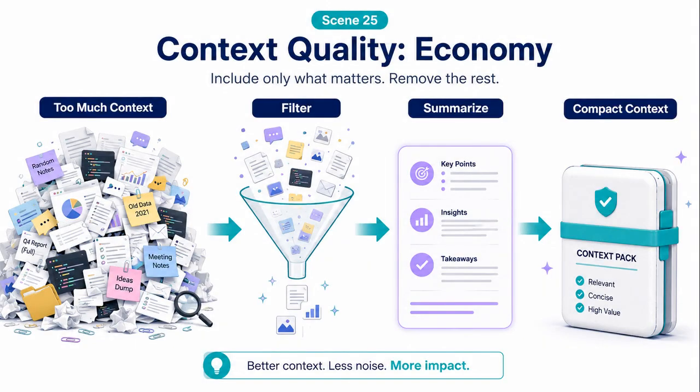Now let's look at context quality, economy. Context economy means using context efficiently. Do not overload the model with everything. Include what matters. Remove repeated or outdated information. Summarize long material when needed. Use structured context when possible. Efficient context improves clarity and reduces confusion.